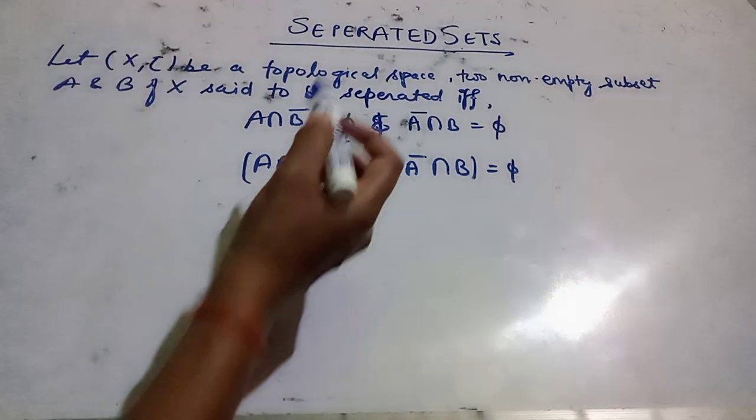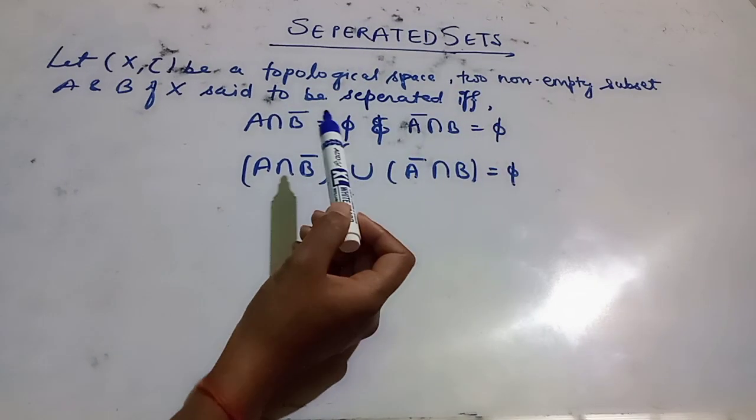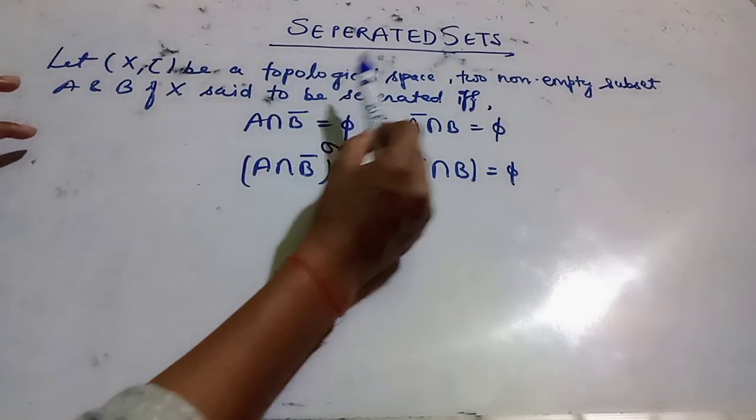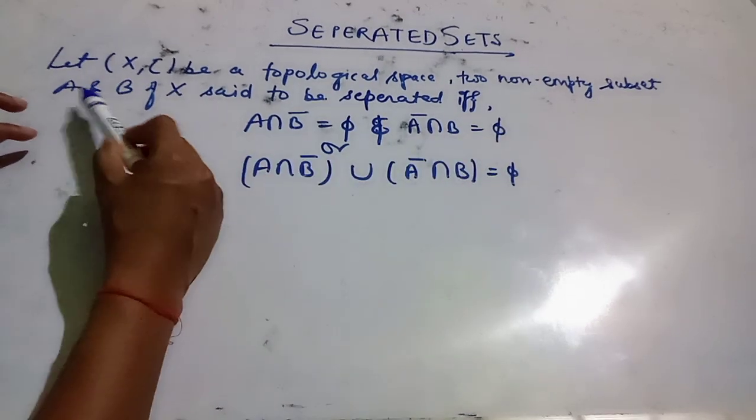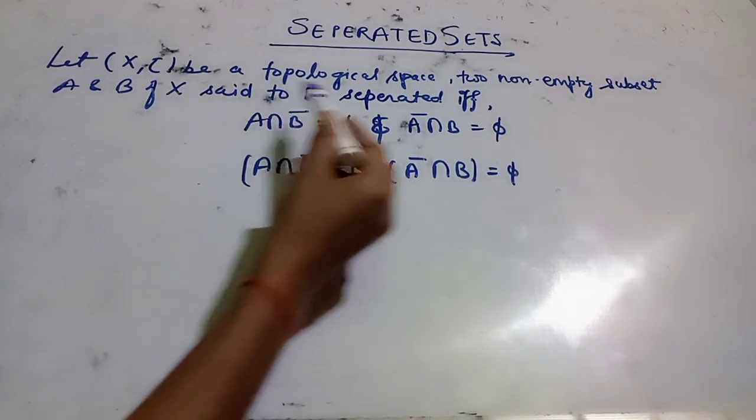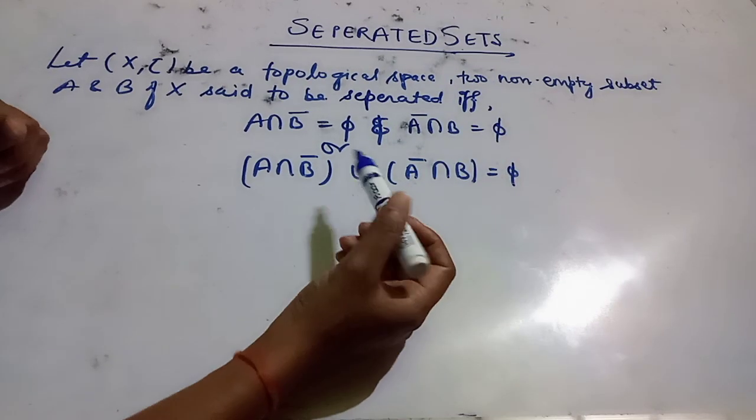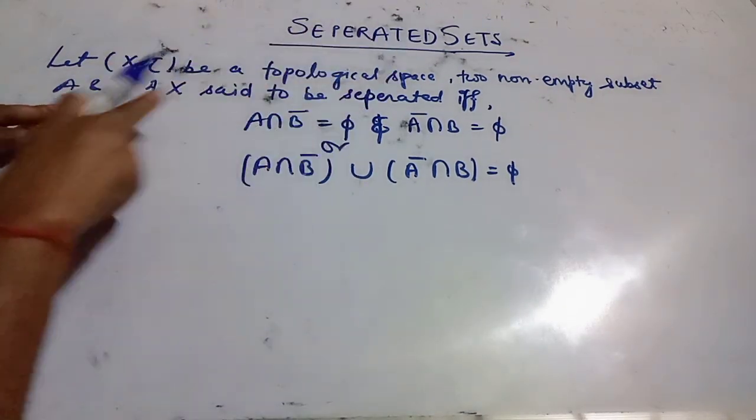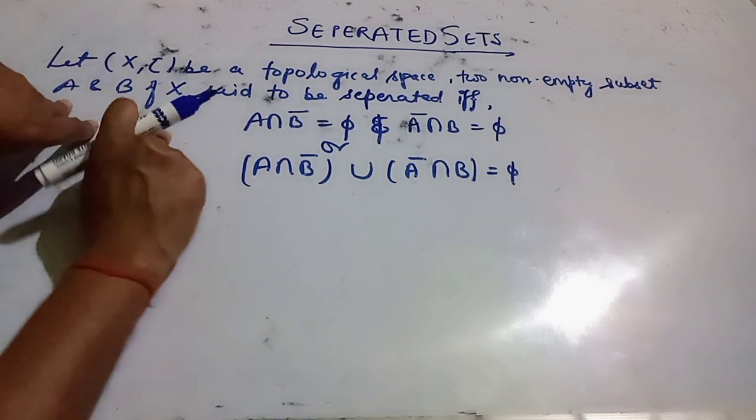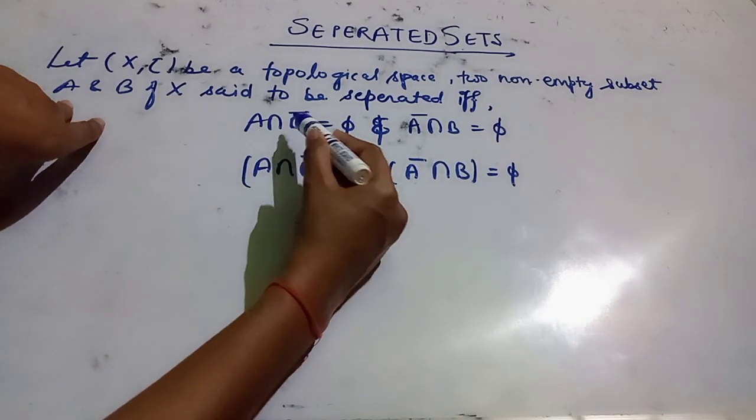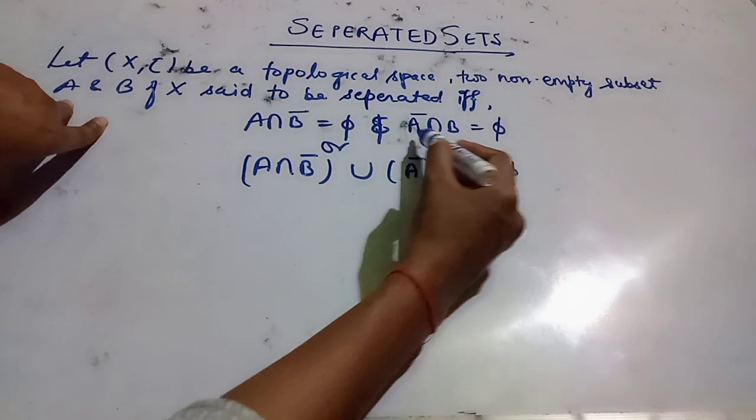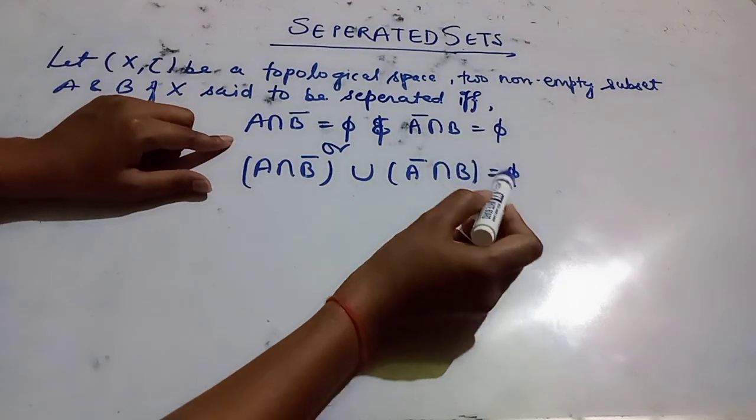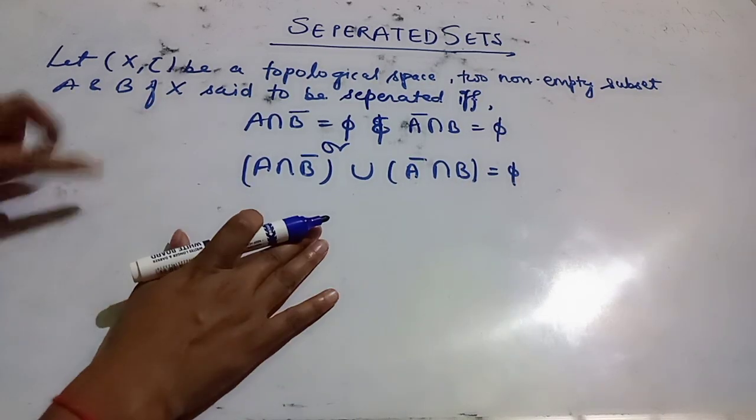So in today's lecture we are going to understand what separated sets are in topology. The definition is: let (X, tau) be a topological space, and two non-empty subsets A and B of X are said to be separated if and only if the condition is very simple. For this topological space, when you take two non-empty subsets A and B, then the condition is A intersection B closure is equal to phi and A closure intersection B is equal to phi, or we can say that the union of both is equal to phi. So this is a very general condition for separated sets.